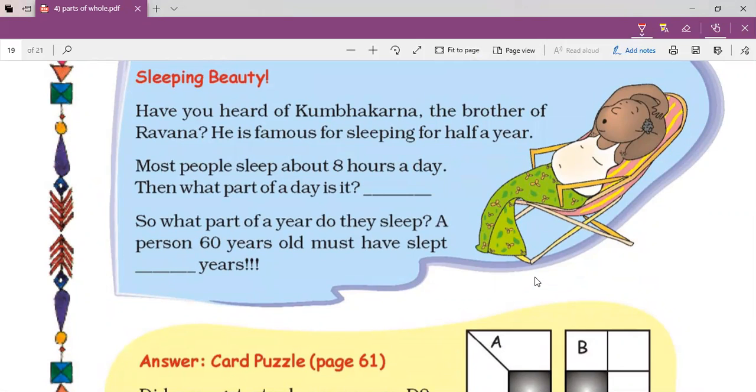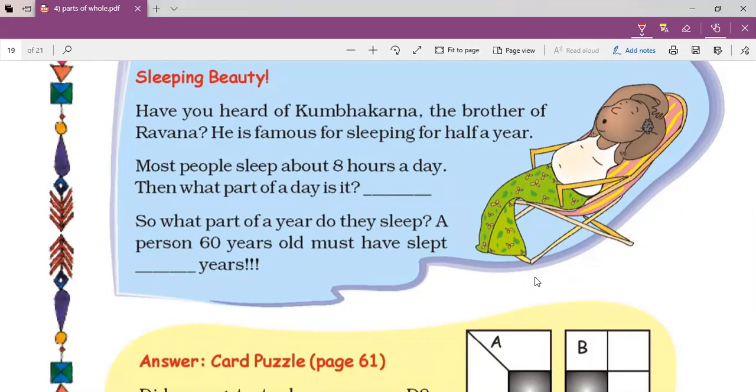There are 12 months. That means for half a year, you multiply 1 by 2 with 12. What will the answer be? You have to do this on your own because it's not quite difficult. It's very easy. Half a year you have to work out.